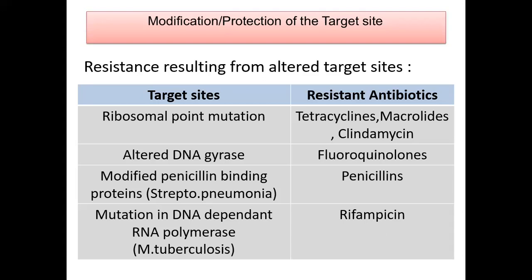Especially where penicillin binding proteins are concerned, right? It can alter the binding of penicillin. So this is especially for penicillin. For rifampicin, there is a mutation in DNA dependent RNA polymerase. RNA polymerase is responsible for transcription, but RNA polymerase is mutated, so no more rifampicin can bind to it. So transcription is there, translation is there, meaning your bacteria can double in the proper time, right? So here rifampicin will not work.